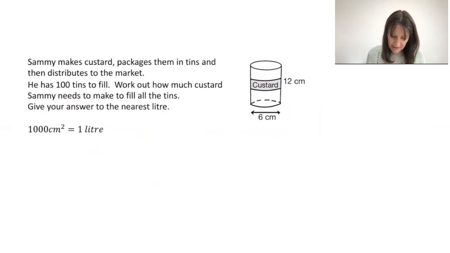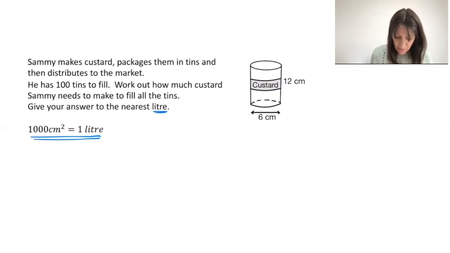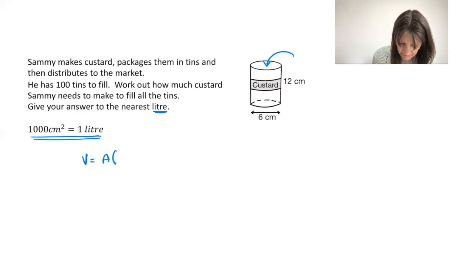Okay, so we've got custard going inside tins, and we can see the size of the tins that's been given to us. He's going to be filling 100, and we've got to work out how much custard he needs to make and give our answers in litres. Now, they've given us the conversion, so we want to stay in centimetres to start off with. So custard is going inside. It's a volume question. So the volume is the area of the front face times the third length.